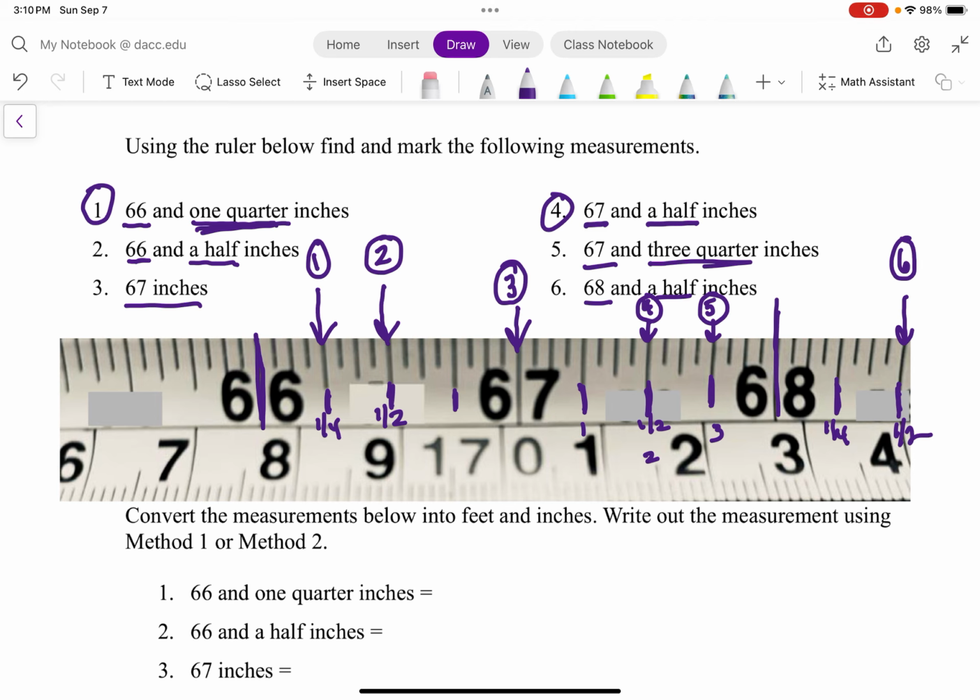So make sure you remember the first line, once again, is a 1/4 inch. The second line is a 1/2 an inch. The third line is 3/4 of an inch.